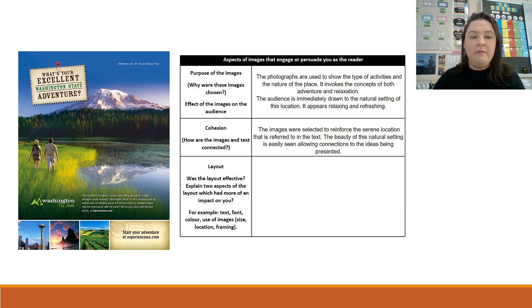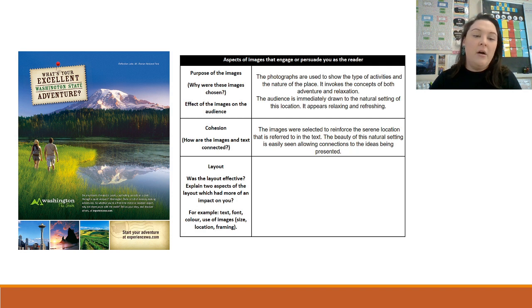Was the layout effective? Explain two aspects of the layout which had more of an impact on you. So you could talk about text, font, color, use of the images. So you could talk about the size of them, the location, and the framing. I know one thing that was mentioned by some of the kids that are here at school were that the images along the bottom, two of those images were quite beautiful, and they wished that they could see them, you know, in a larger setting.